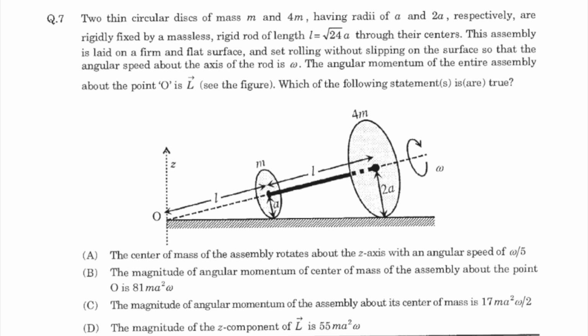This assembly is laid on a firm and flat surface and set rolling without slipping on the surface so that the angular speed about the axis of the rod is omega. The angular momentum of the entire assembly about the point O is L. Which of the following statements are true? This is a question from the 2016 JEE Advanced Exam, Paper 2.